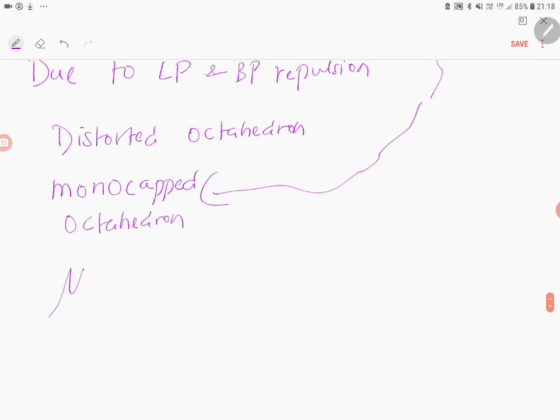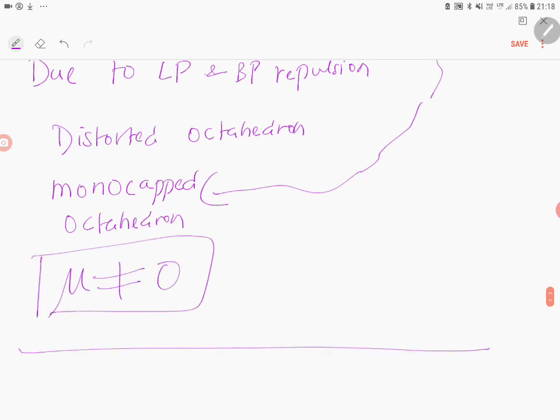And dipole moment of this molecule is not equal to 0. So, a very, very important special case study of sp3d3 hybridization with one lone pair: xenon hexafluoride.